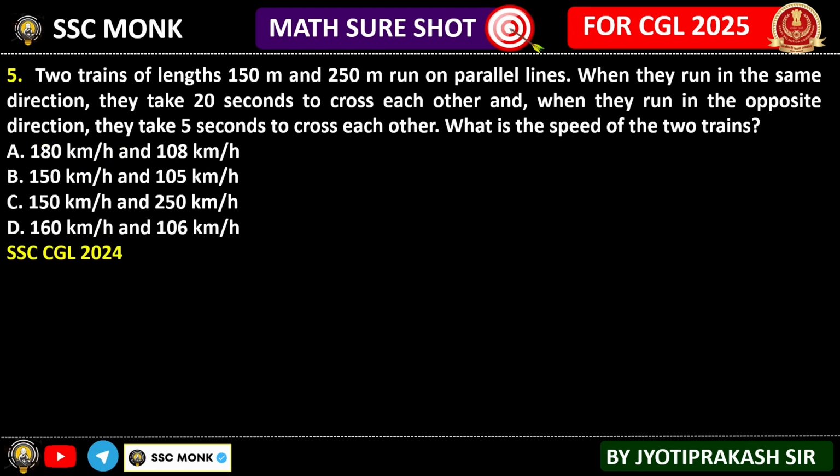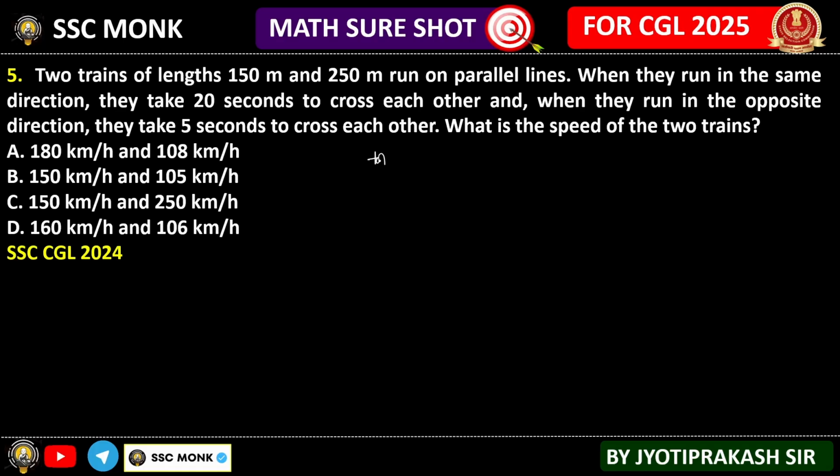Two trains of length 150 and 250 meter run on parallel lines. When they run in the same direction, they take 20 seconds to cross each other. Not an issue. When they run in the opposite direction, they take 5 seconds to cross each other. What is the speed of the two trains? Now understand, when we are talking about the speed of the train and they are crossing each other, means they are crossing the total distance.